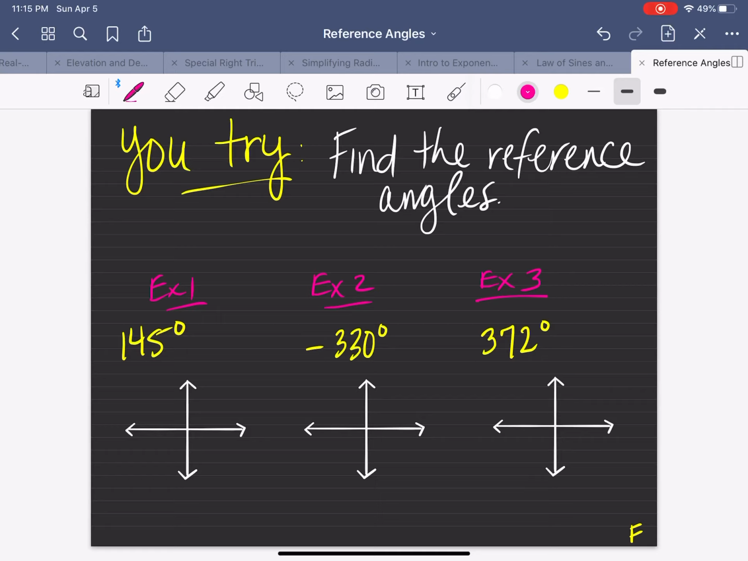For example number 1, you always start by graphing the angle. So 145 degrees, that will land you in the second quadrant. The reference angle is the angle from the terminal side to the closest x-axis, which is this one. So the reference angle is the one in yellow. To find it, you're going to do 180 minus 145, and that is 35 degrees.